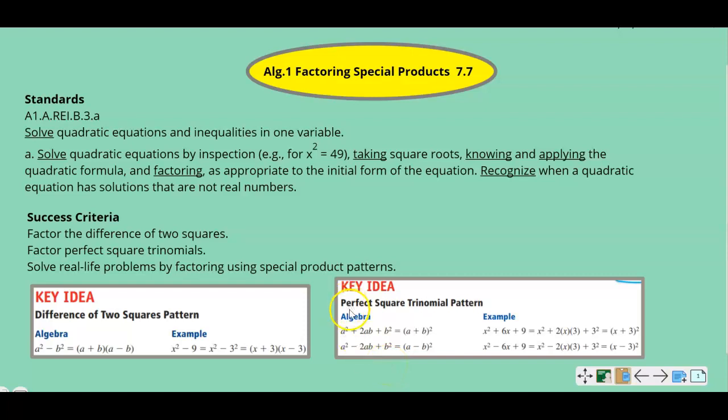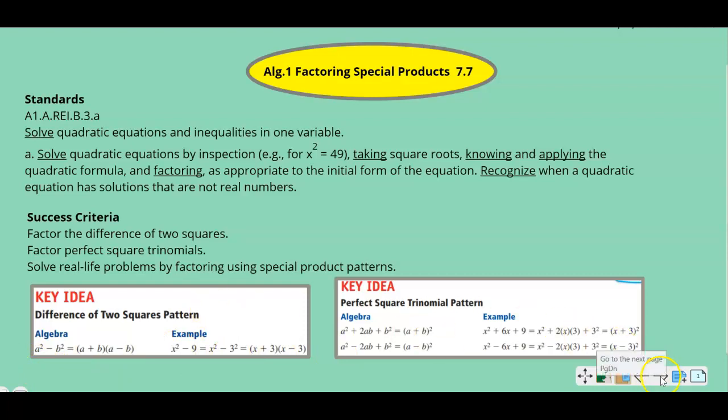All right, the second thing, the key idea, perfect square trinomial pattern. So we have a squared plus 2ab plus b squared equals a plus b quantity squared. If you remember when we were multiplying before, we started with the a plus b quantity squared. We multiplied it out to get this. Now we're going to start with this and factor it. So again, we're just going in reverse of what we did a few days ago.